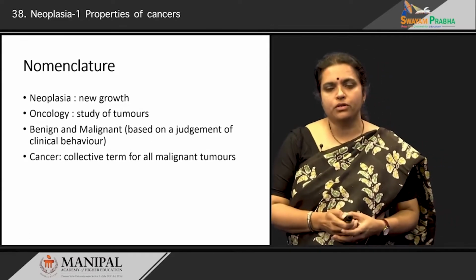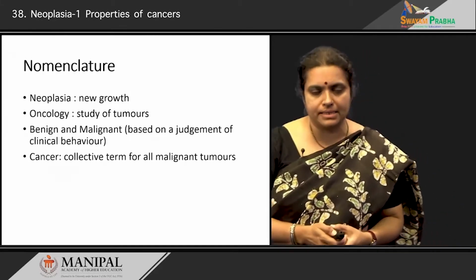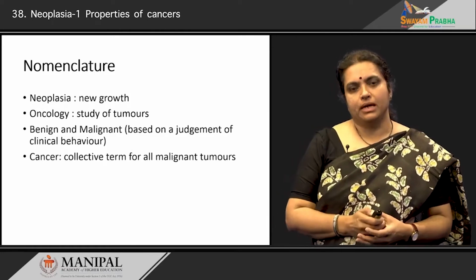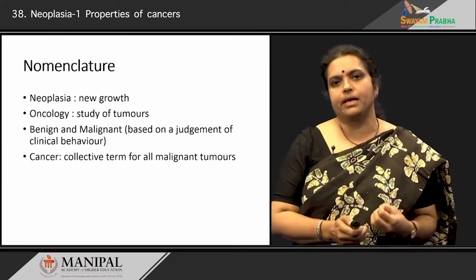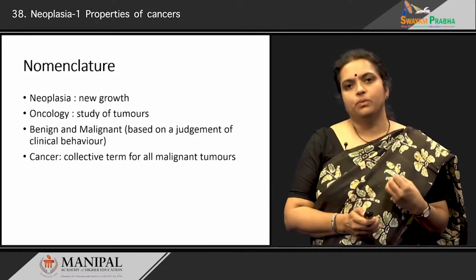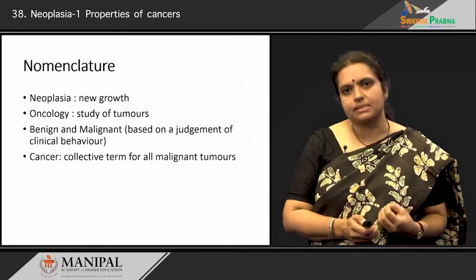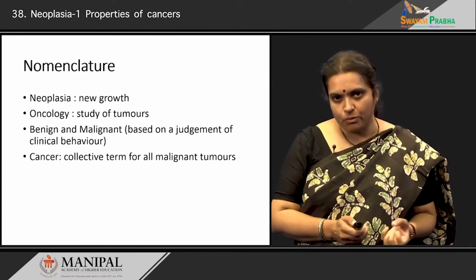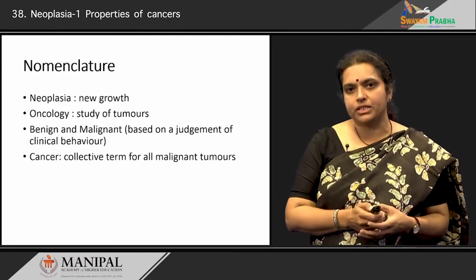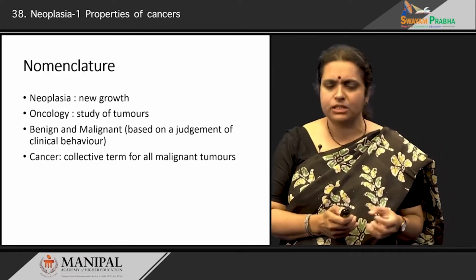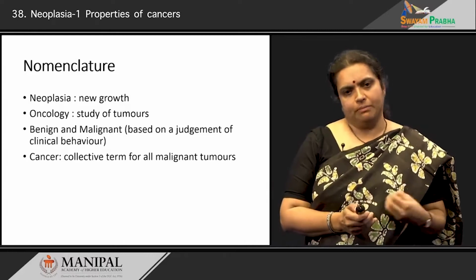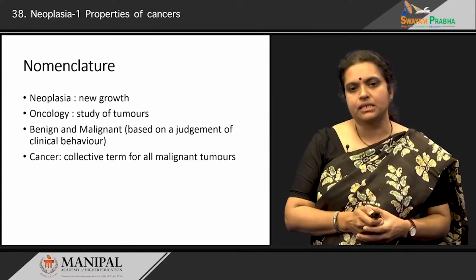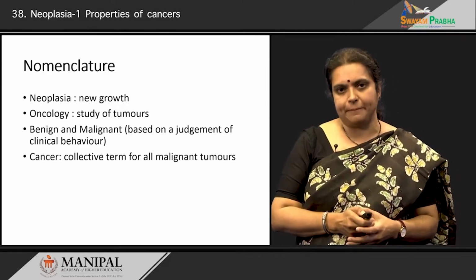Right. Before we move on to these different aspects of cancer cells and the properties, there is certain nomenclature that we need to understand. This is because we need to talk the same language. We need to use words that are understood by pathologists, by clinicians, by patients, and by everyone in a uniform way. And so, we have certain nomenclature that we use for cancers. So, let us go on to each of these words one by one. The first is neoplasia. The word itself means new growth, neoplasia, right.